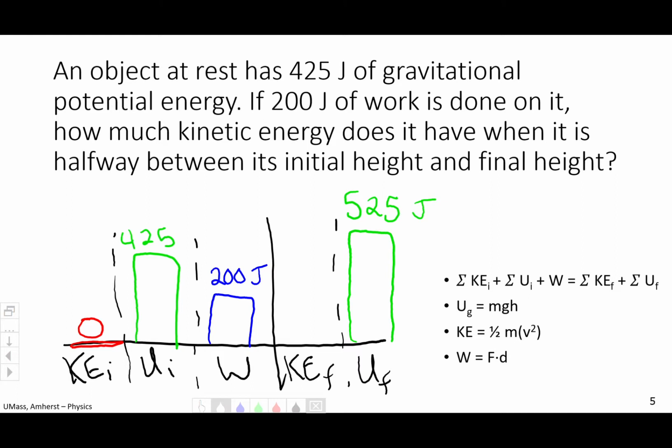And in order for the left-hand side to equal the right-hand side, we therefore have to have how much? 100 joules of kinetic energy final. So when we add it all up, 425 plus 200 is 625. 525 plus 100 is also 625. So we did not break physics.